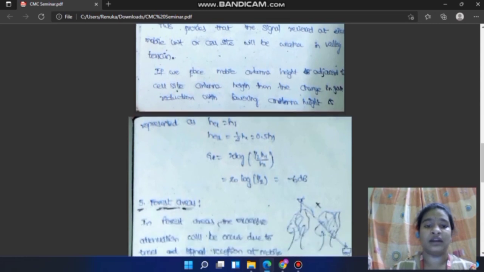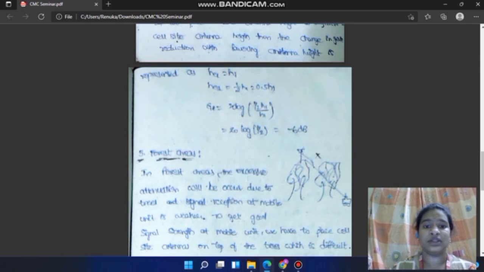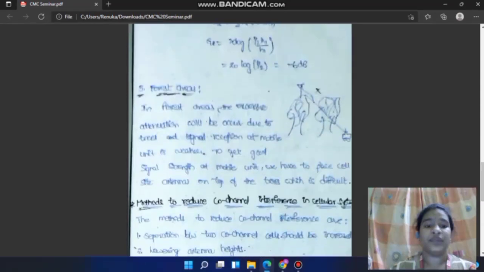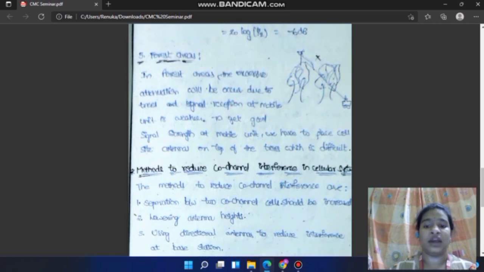terrain. If we place the mobile antenna height adjacent to the cell site antenna height, then the gain reduction by lowering antenna height is represented as He1 equals H1, He2 equals half H2, then gain will be minus 6 decibels. Coming to forest areas. In forest areas, excessive attenuation will occur due to the trees and signal reception at the mobile unit is weaker. To get good signal strength at the mobile unit, we have to place the antenna on top of the trees, which is very difficult.